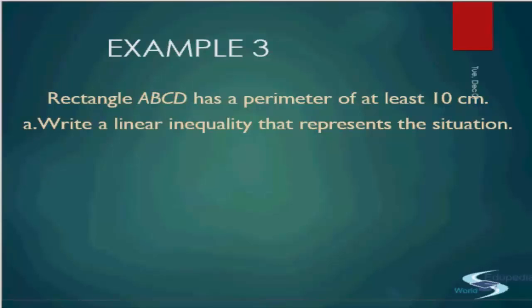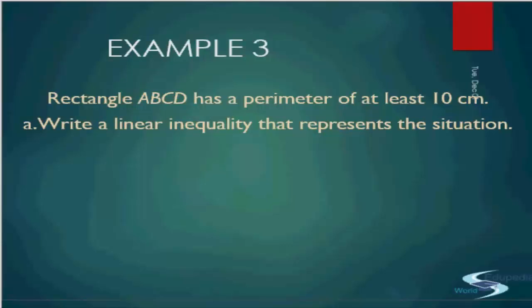Now, in order to conclude this series, we take a sort of real world example. Let's say we have a rectangle ABCD, with four sides and four corners labeled ABCD, which has a perimeter of 10 centimeters. We need to find a linear inequality that represents this situation.